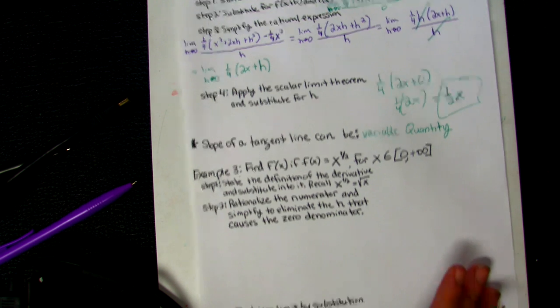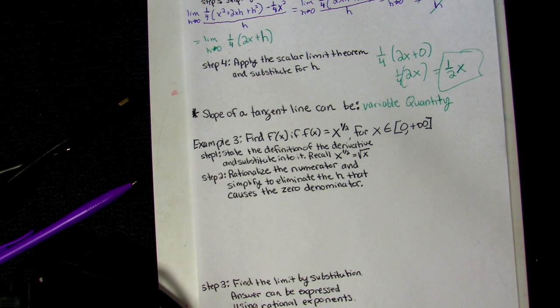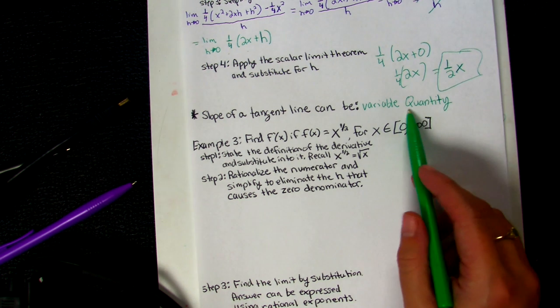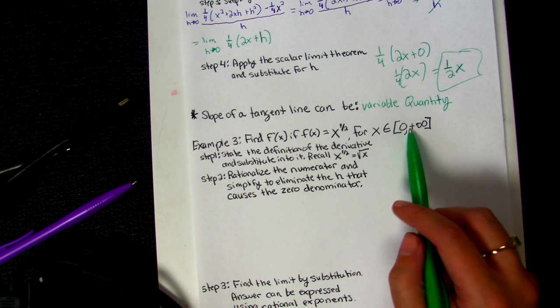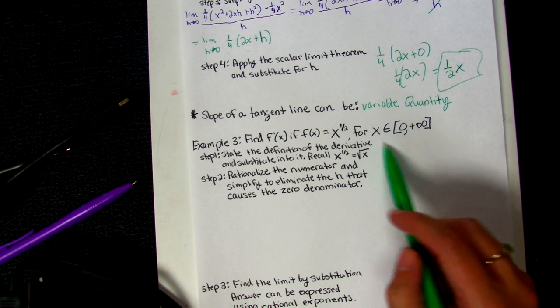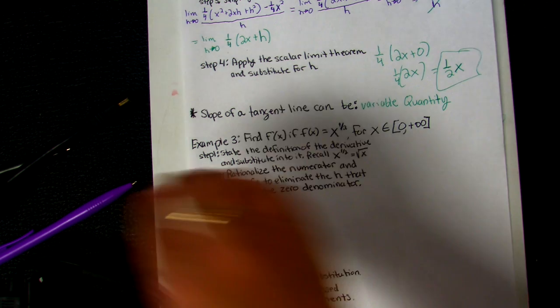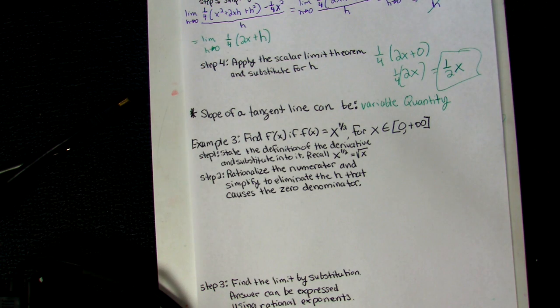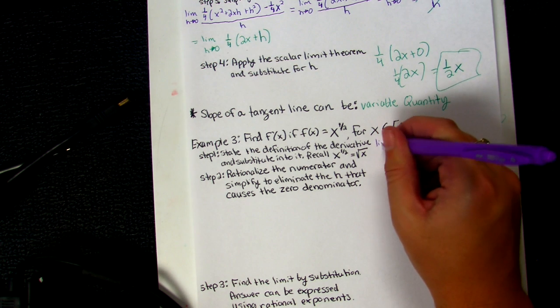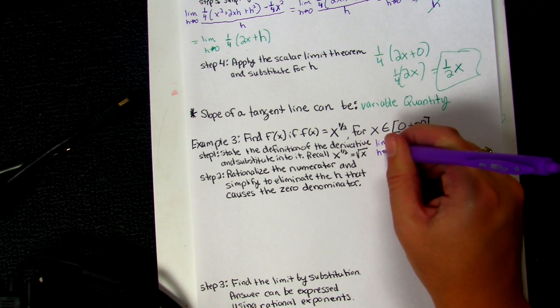So one more example, we have find f prime of x, if f of x equals x to the 1/2, and they actually told us for all x's between 0 and positive infinity, which tells us that we're probably going to end up with a variable quantity, which is fine. So step 1, we want to state the definition of the derivative and substitute into it. So remember, we have the limit as h approaches 0.